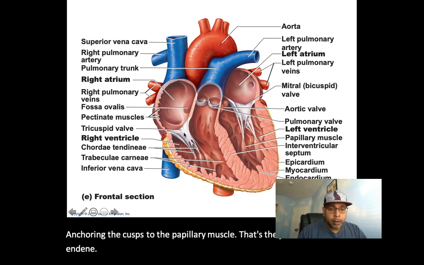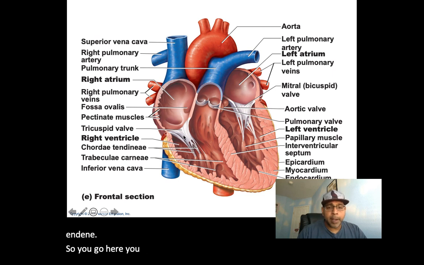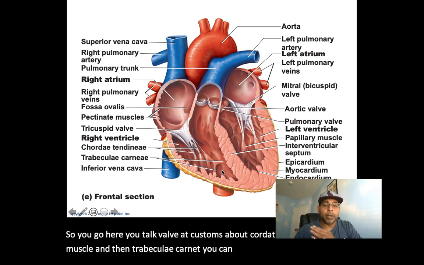So you go here, you talk valve, right? The cusps of the valves, chordae tendineae, papillary muscle, and then trabeculae carneae. You can see everything in order.